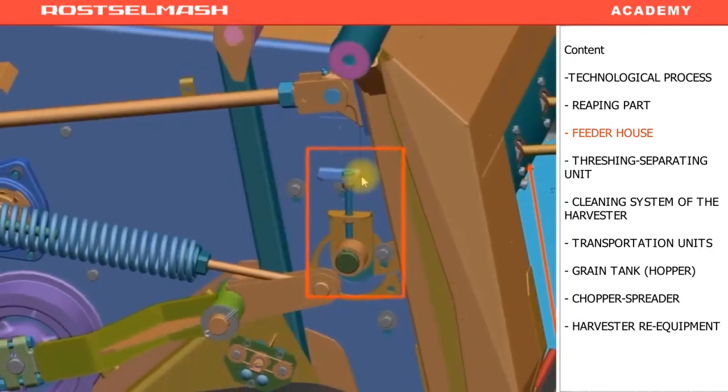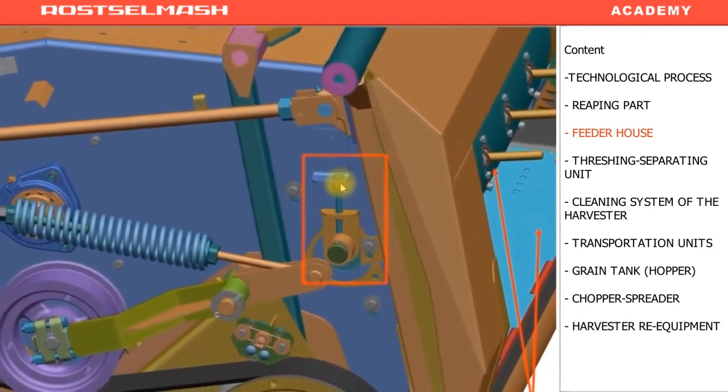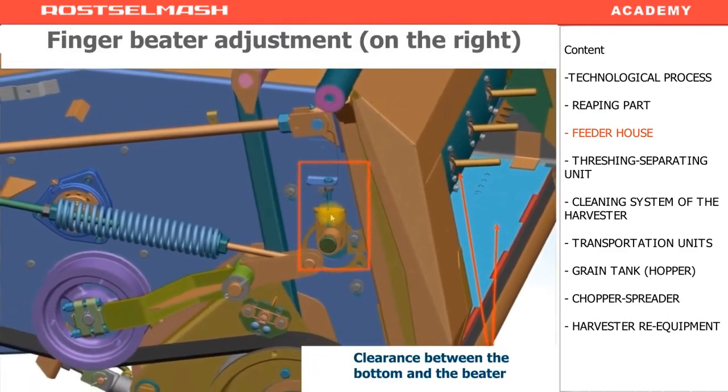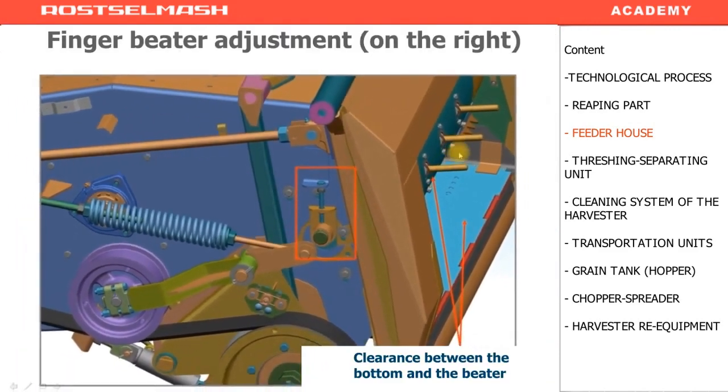On the right, we have a tensor. With the help of the tensor, we adjust the position of the beater. While doing this, measure the distance between the beater and the feeder house under tray on the left and on the right.